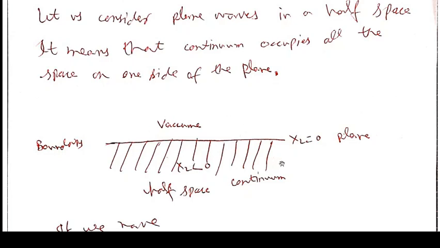Now we will consider two types there. First we will consider only one half space, then we will consider joined half spaces. By one half space we mean that we have a continuum that occupies one side of the space, that is, the continuum occupies the half space, and the other side will be considered as vacuum. So we will discuss plane waves in half space.